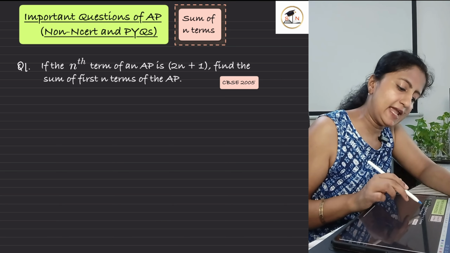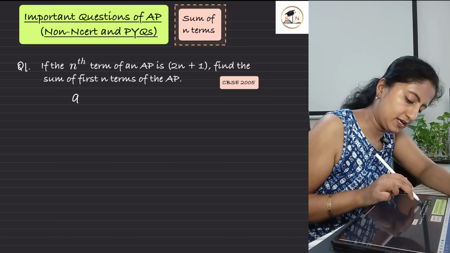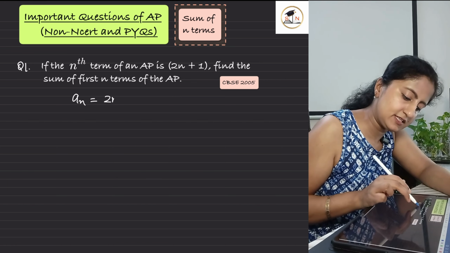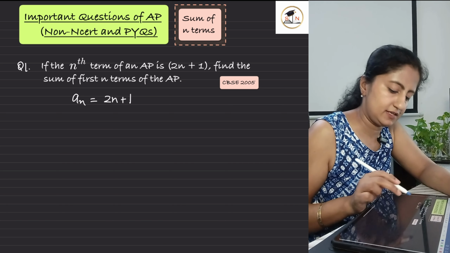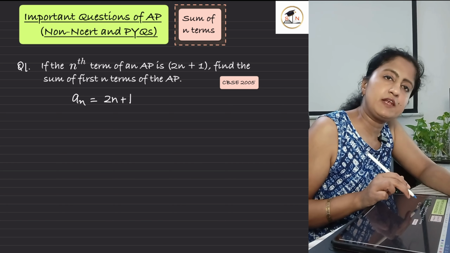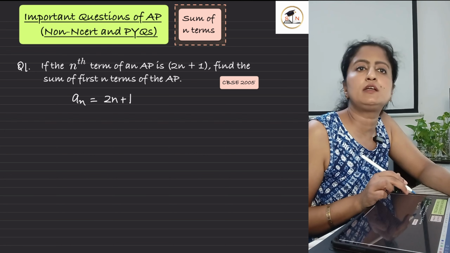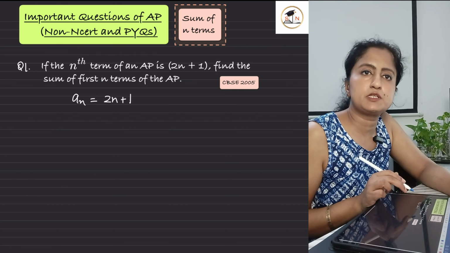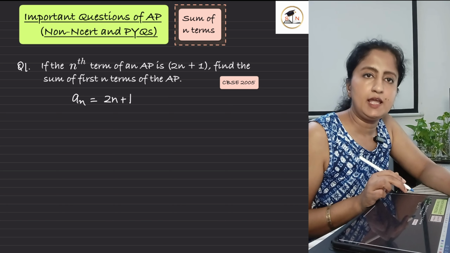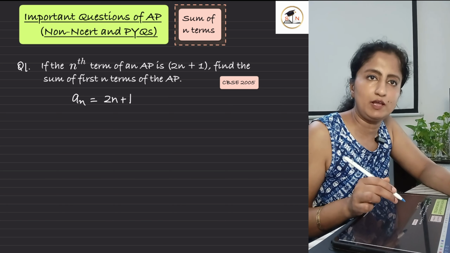Now they say nth term is 2n plus 1. That means an is given to us as 2n plus 1. We are supposed to find Sn. And how do we do that? Whenever we have got an expression in terms of n, whether it is for an or Sn, we should be substituting values of n and then get some initial values.